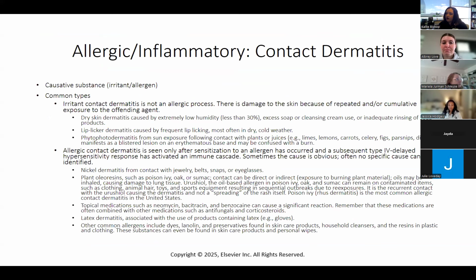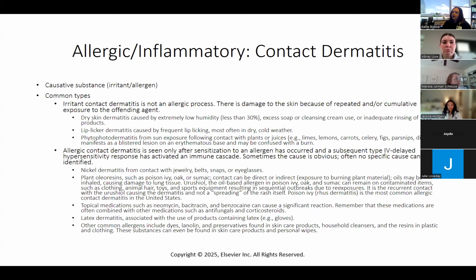Okay, contact derm. This is caused by an irritant or an allergen of some kind. Sometimes you figure out what caused it, sometimes you don't. But there are different types. The common types that we see are irritant contact derm and allergic. Irritant is not an allergic process.